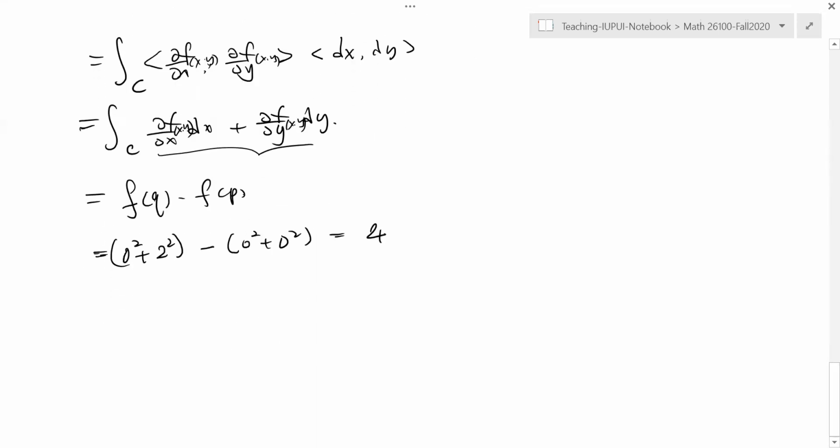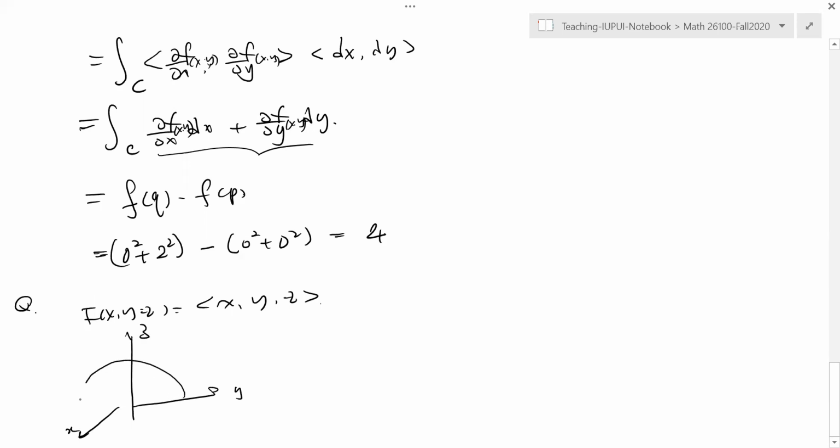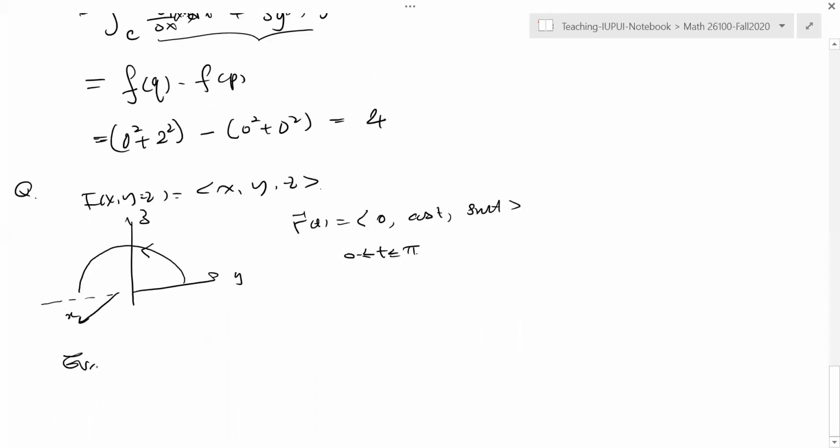Another example we can do is the vector field F(x, y, z) equal to (x, y, z). So it's in space. The curve C is going to be a semicircle from here to here in the YZ plane, so r(t) can be written as (0, cosine t, sine t), with t between 0 and pi. So we want to evaluate this integral of F dot dr. Sometimes we put r inside F.